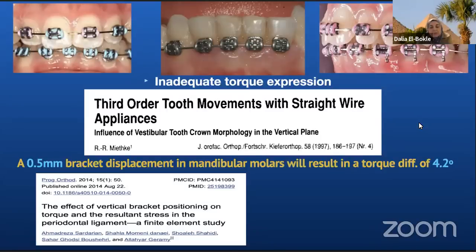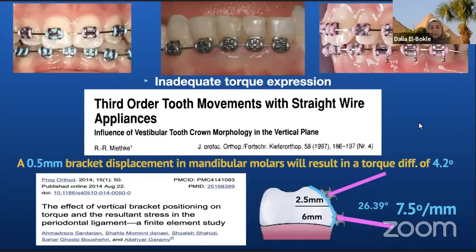For example, the first article demonstrates that for every 0.5 millimeter of bracket displacement more gingival, there will be a torque difference of 4.2 degrees. Whereas this article shows that for every millimeter, there will be a 7.5 degree change in the torque.